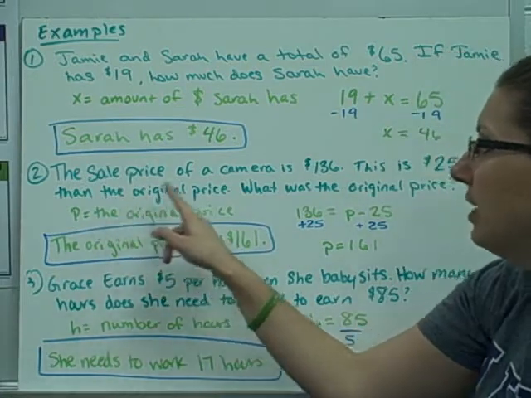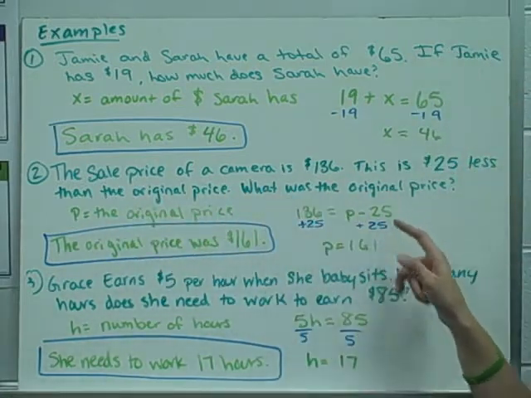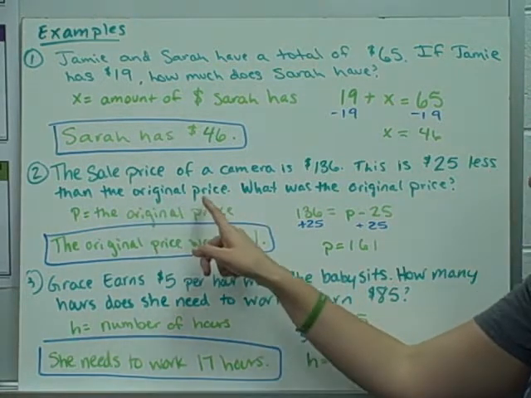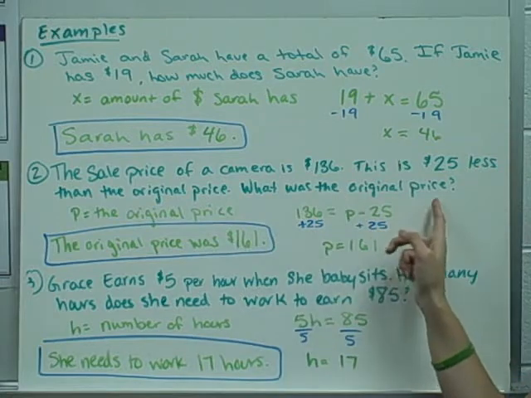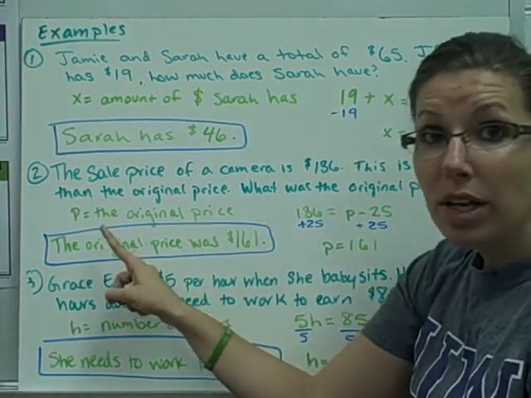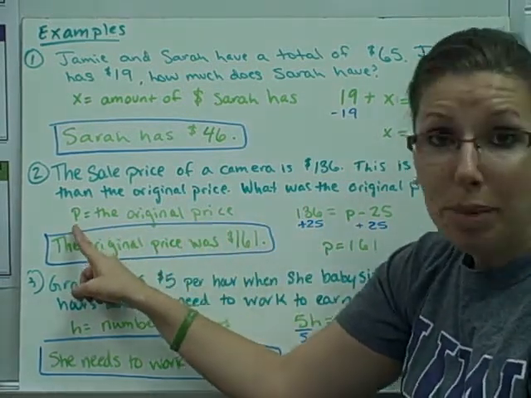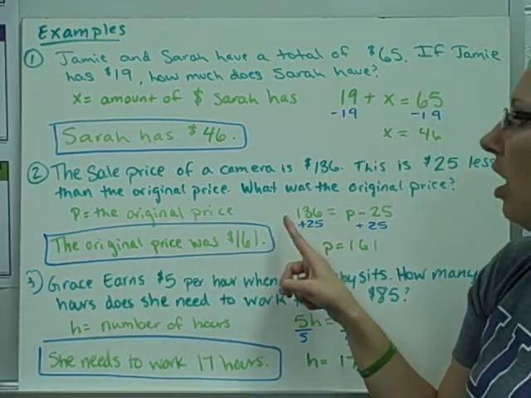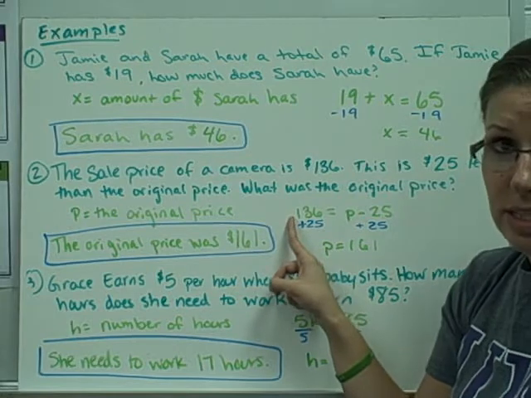Number 2, the sale price of a camera is $136. This is 25 less than the original price. What was the original price? So that's what I'm looking for. I'm going to use the variable P. P equals the original price. So the sale price is $136.